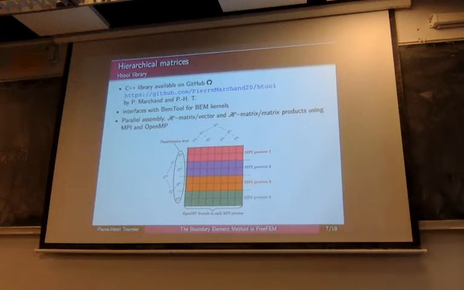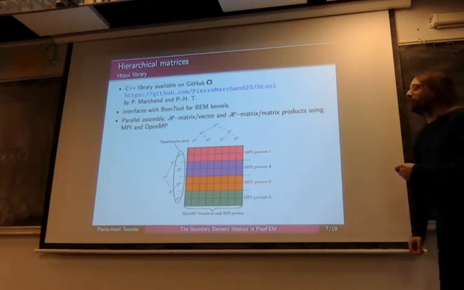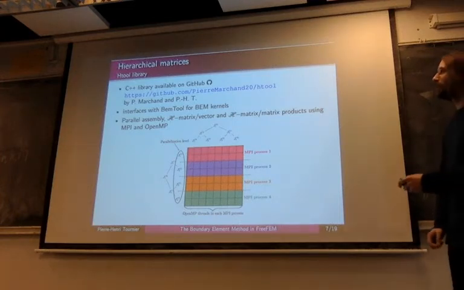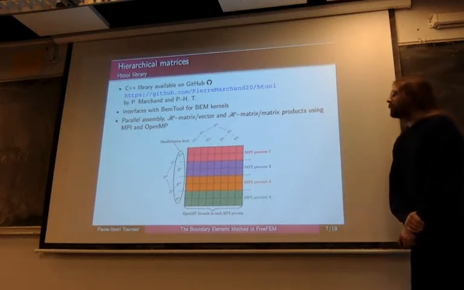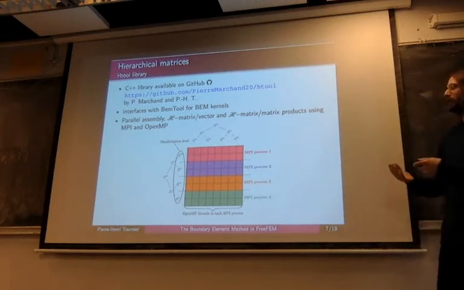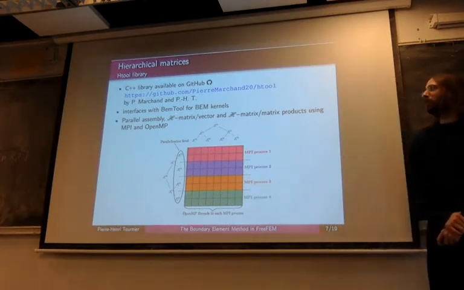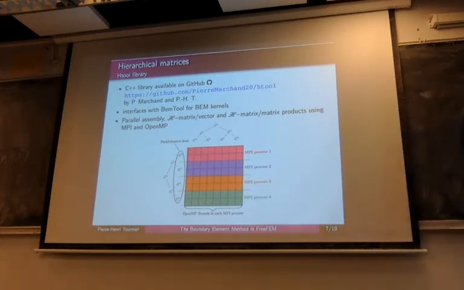this kind of algorithm is implemented in the H2 library, which is developed by Pierre Marchand and myself, and it is available on GitHub, the C++ library. And basically, yes, it implements hierarchical matrices, and it can be interfaced with BMTool, because BMTool provides the routines to compute the coefficients to actually build the low-rank approximations and the dense blocks, right?